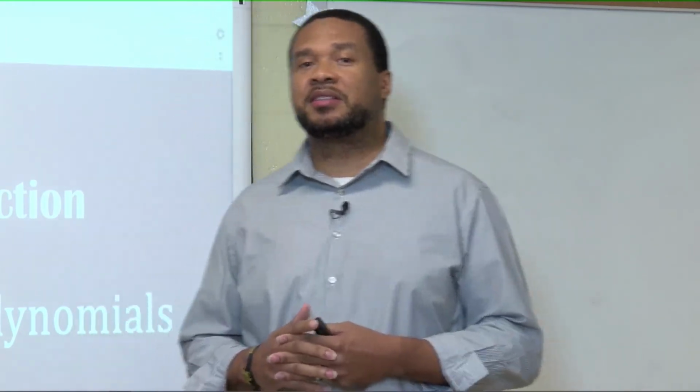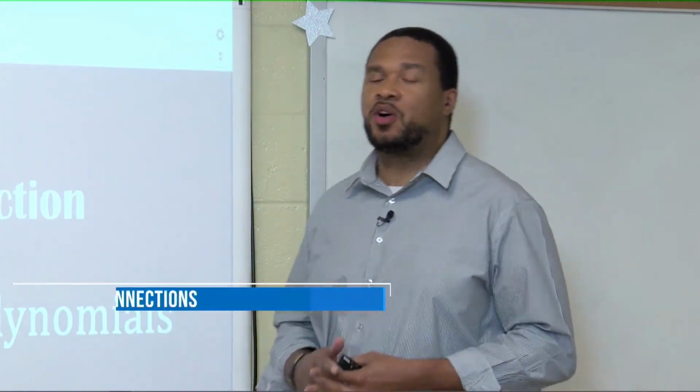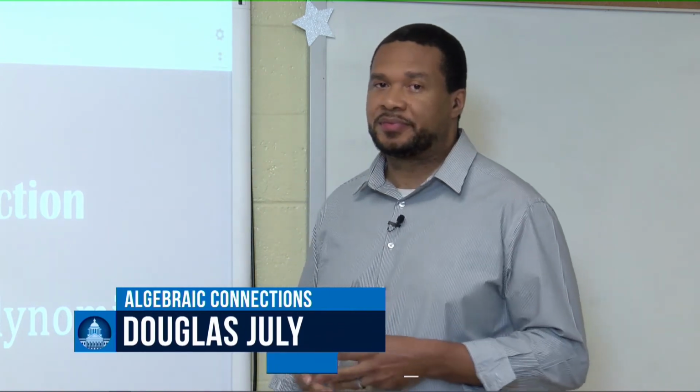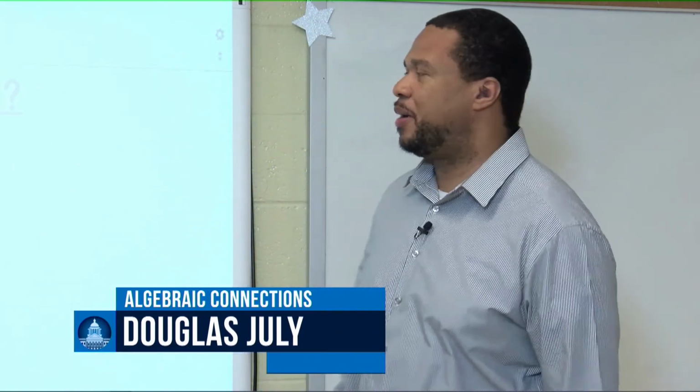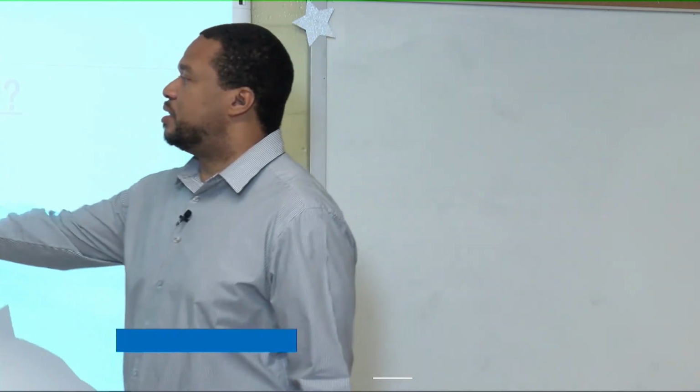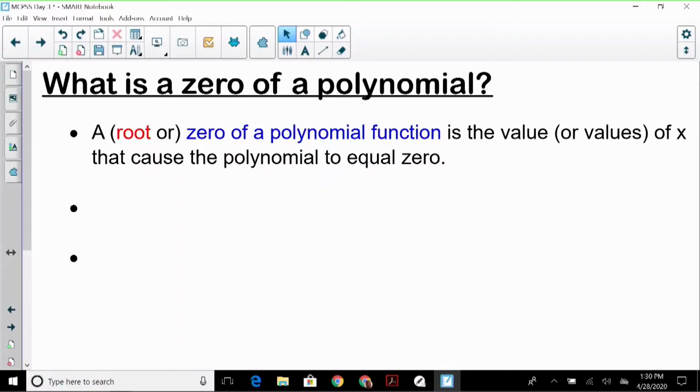Today we're going to discuss finding the zeros of polynomials. First, let's discover what the zeros of polynomials are. The zeros of polynomials, or you could call them roots also, are the value or values that cause polynomials to equal zero. If we're talking graphically, it is the x-intercept.